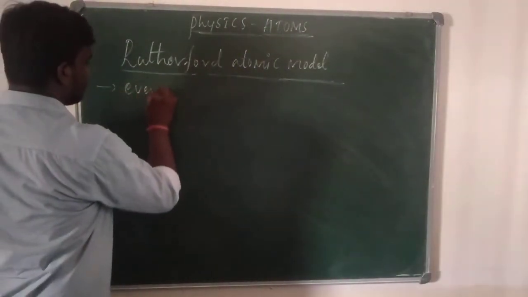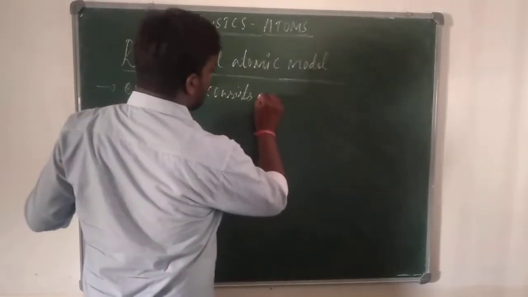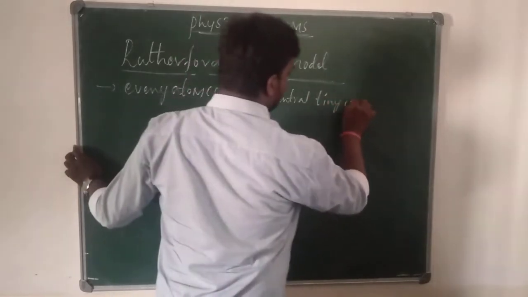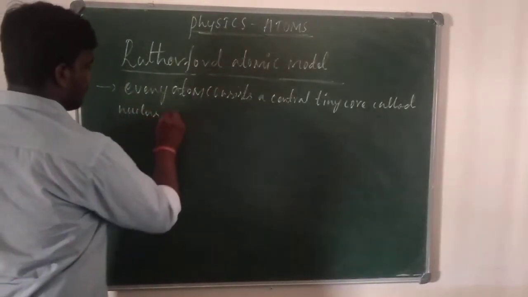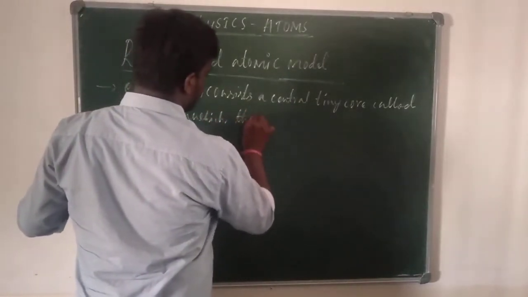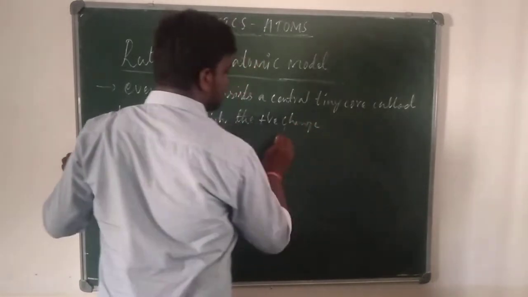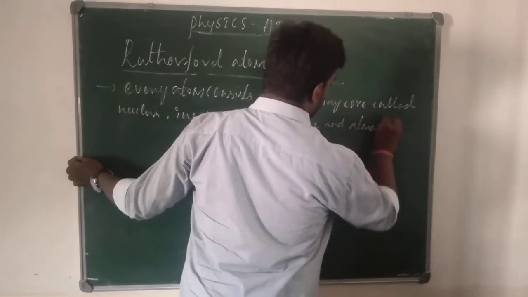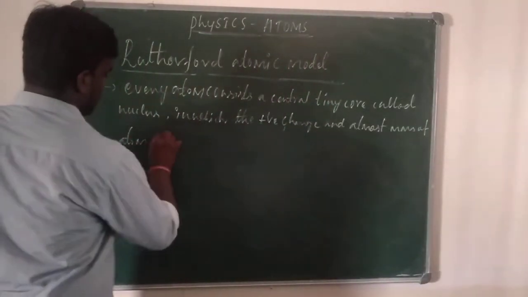The first postulate: every atom consists of a central tiny core called the nucleus, in which the positive charge and almost all the mass of the atom is concentrated.